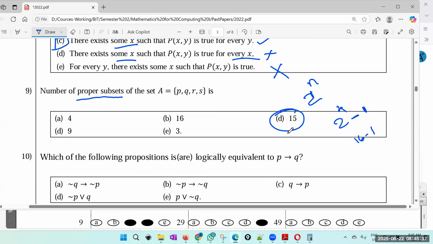Oh, the examiner has taken B also. Why is that? That can't be right. How can we say that two answers are correct? Number of proper subsets. So maybe the examiner is generous. Okay. Otherwise, my answer is always D.